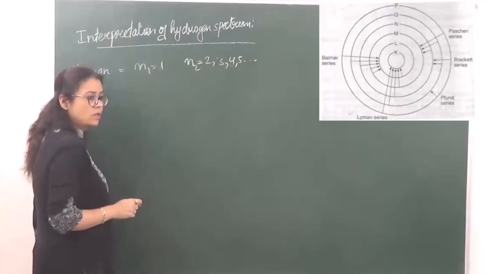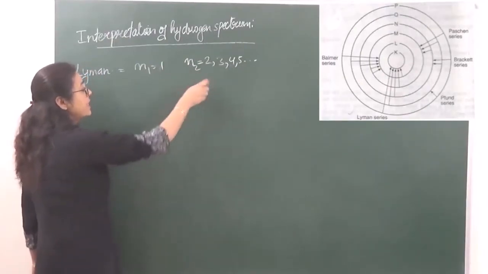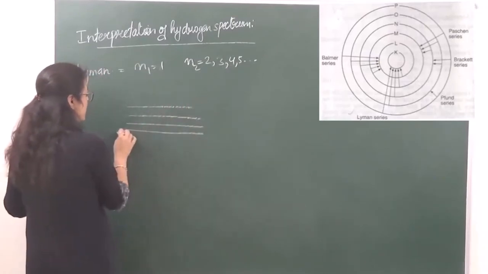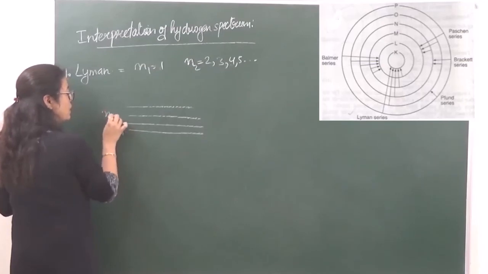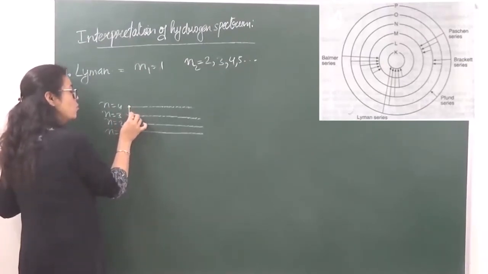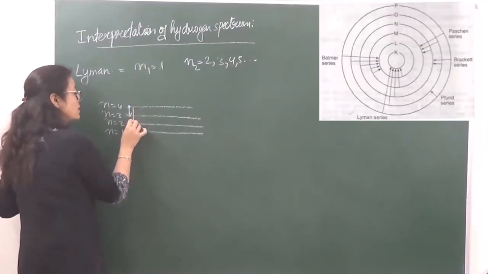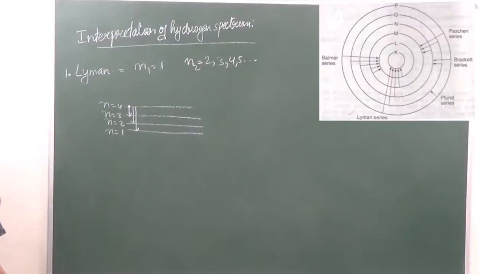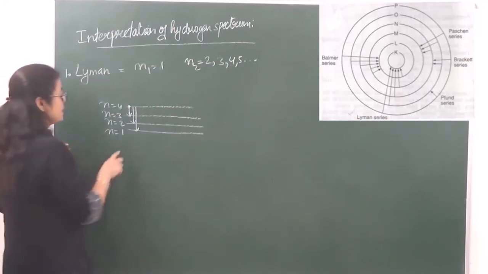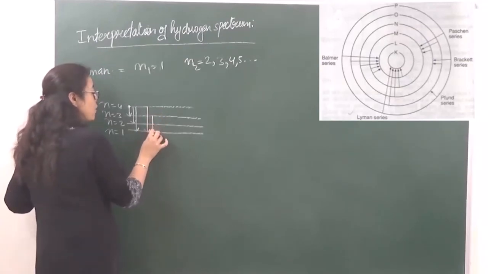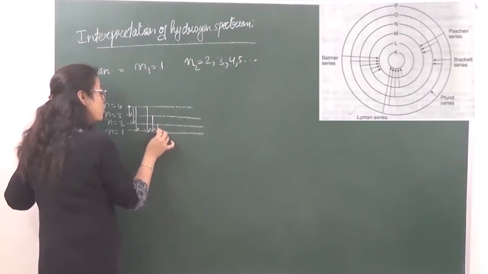There are many lines which can be observed. Suppose these are the 5 orbits which I am showing by lines, which is also shown in the figure. For this n is equal to 1, for this n is equal to 2, n is equal to 3, and let's say n is equal to 4. Now if the electron is over here, it may jump to the third level, the second level, or the first level. These are the kinds of transitions which can happen. In other words, the electron is jumping from the fourth to the first, from third to the first, and from second to the first.